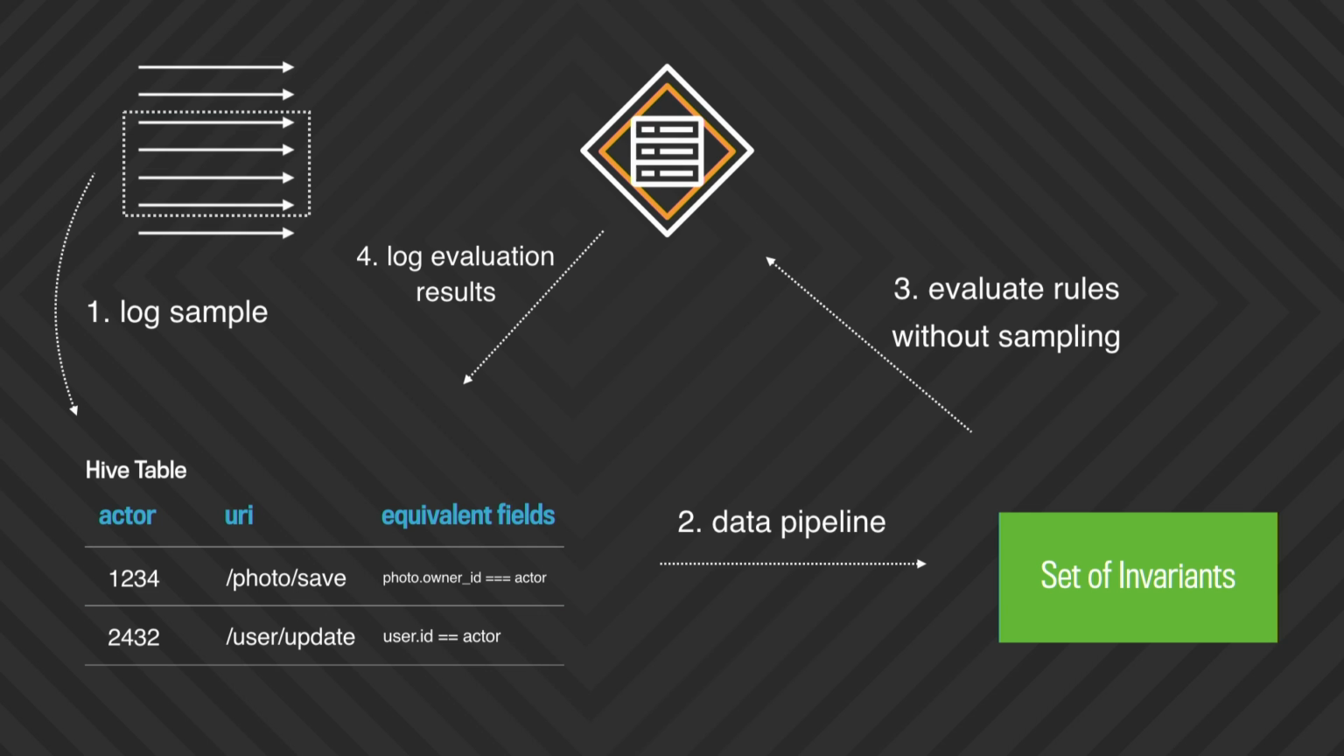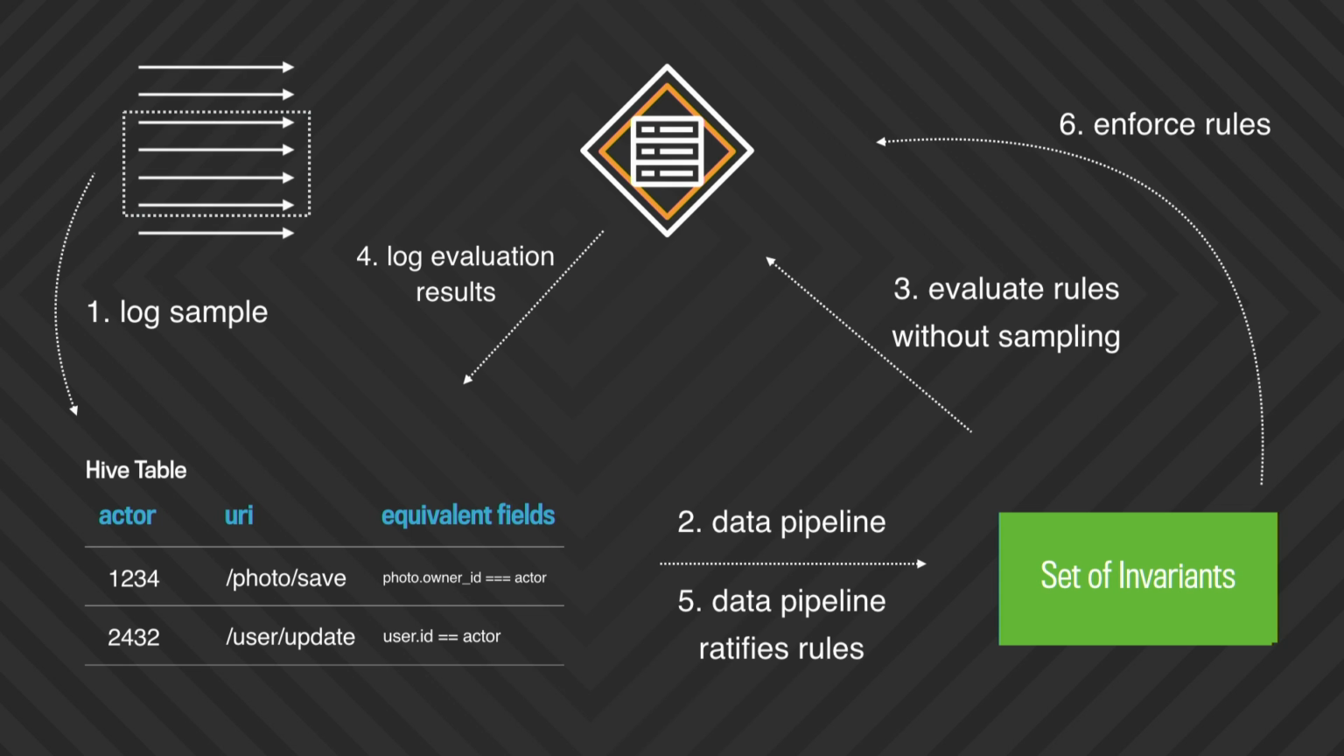So you log those results back to Hive, and the data pipeline runs again, sees the evaluation results, sees the results you get from the sample and the set of invariants, and creates a new ratified set of invariants. Those are the ones that we have 100% confidence can be enforced. So we send them to our web servers, and they can be enforced.